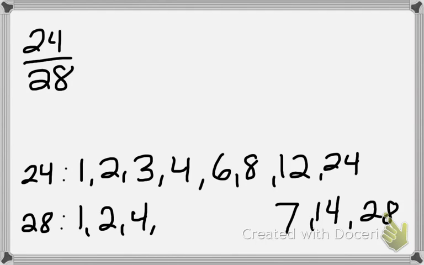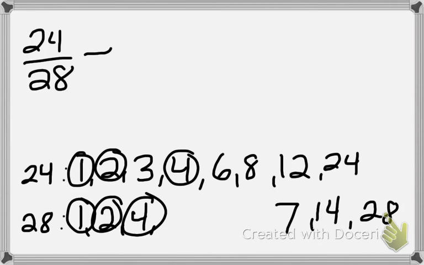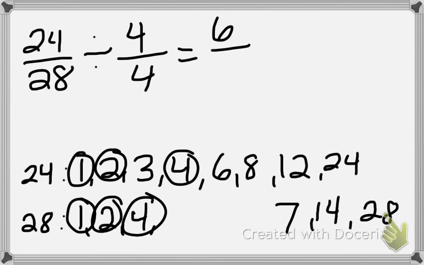So now we find common factors between the two. Between 24 and 28 we've got 1, we've got 2, we've got 4, and no others. So we know that the greatest common factor, or the biggest number that we can divide into both 24 and 28, is the number 4. So after we divide both our numerator and denominator by 4, we get the answer 6/7.